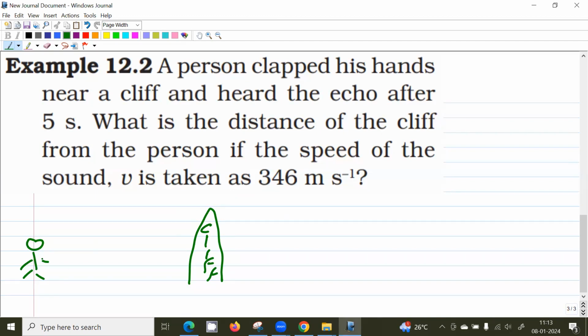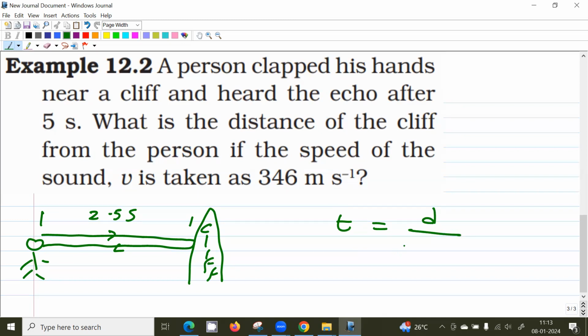Just a minute. So this is the person here. He claps his hand. So the sound travels from here like this and gets reflected and then comes back like this. Okay. So this time interval is 5 seconds because he heard the echo after 5 seconds. So this total time is 5 seconds. So to go from here to the cliff, it is 2.5 seconds. So that time will be equal to the distance between the person and the cliff, that we call d, divided by the speed. Or in SI units, because time is distance by the speed, right? Or distance is speed into time. So this is the basic relation.